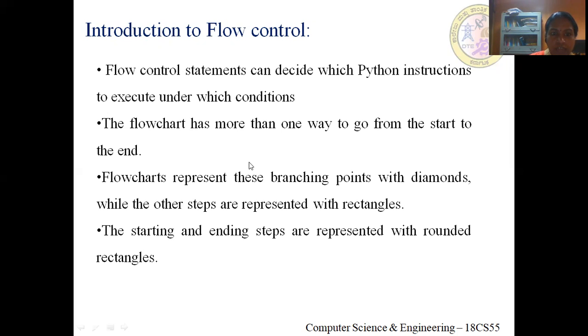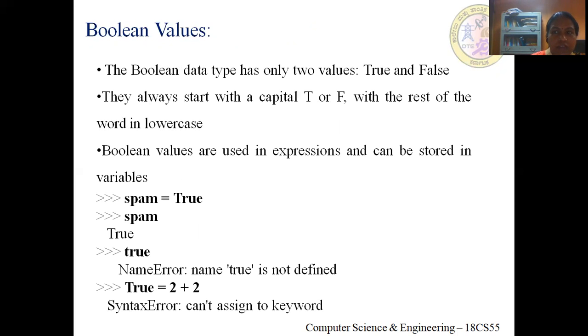Flow charts. We can represent flow control statements with the help of flow charts. Flow charts represent branching points with diamonds, while the other steps are represented with rectangles. The starting and end steps are represented with rounded rectangles. A flowchart is a pictorial representation of a program.